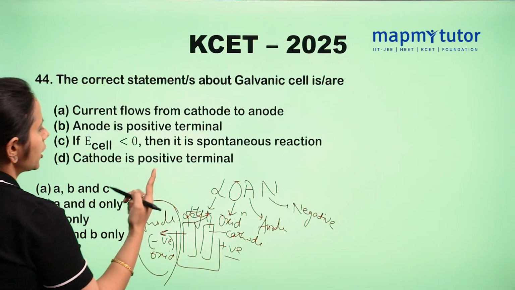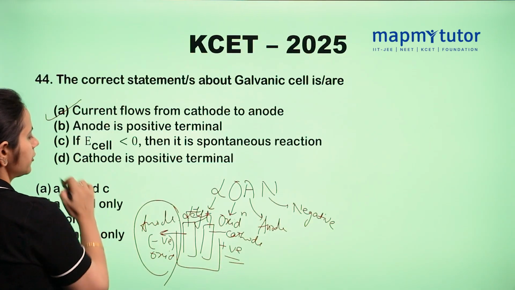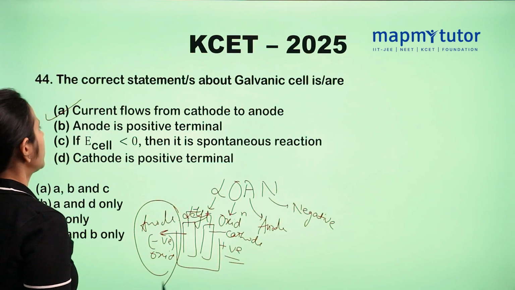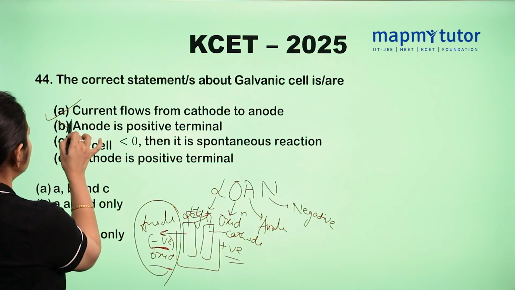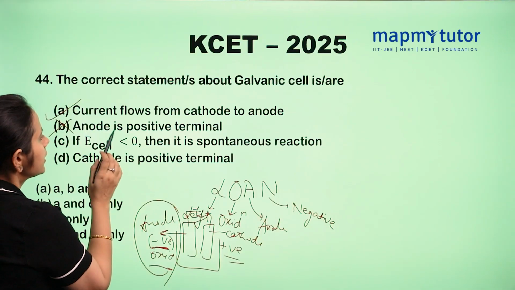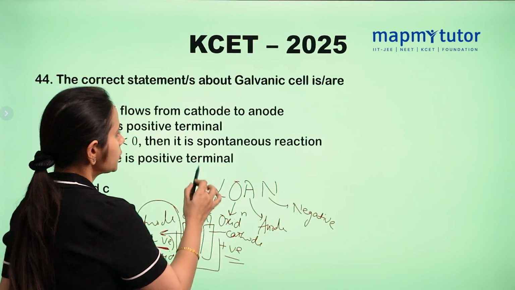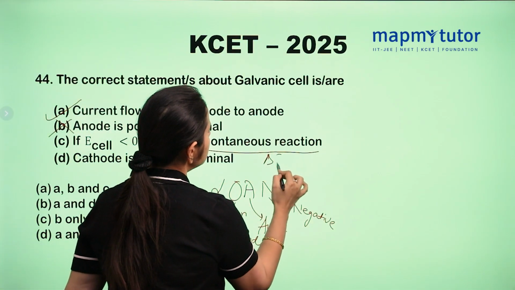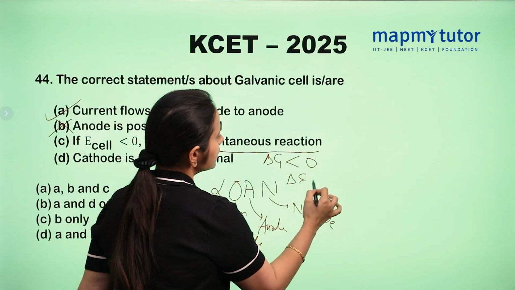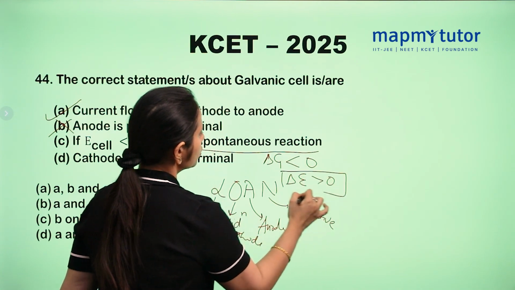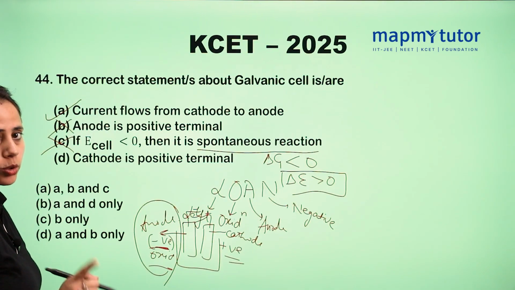Current flows from cathode to anode. Yes, current will flow from cathode to anode. This is very right. Current will flow from cathode to anode. And anode is a positive terminal. No, C, anode is a negative terminal. So B is wrong. E cell is less than 0, then it is spontaneous reaction. No, no, no. For a spontaneous reaction, delta G is less than 0, means negative. And delta E is greater than 0, that is positive. So this is a wrong option. E cell is greater than 0, not less than 0.